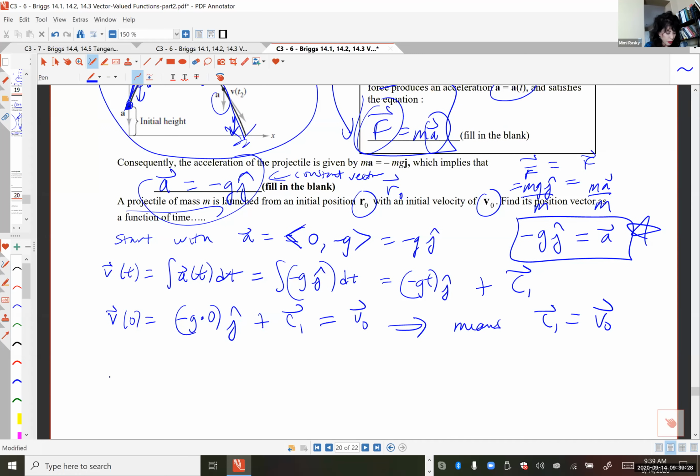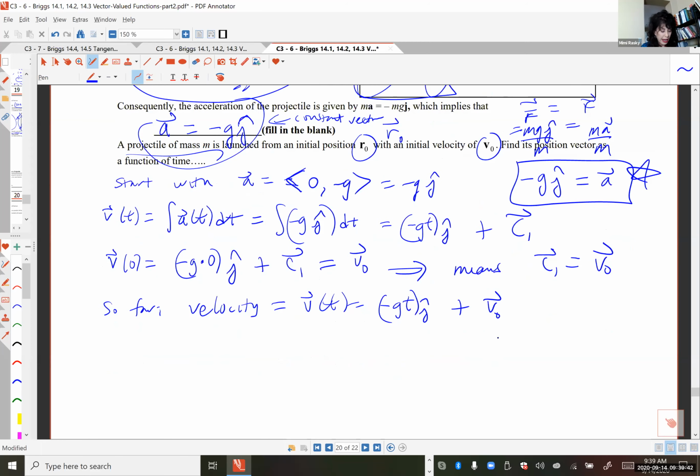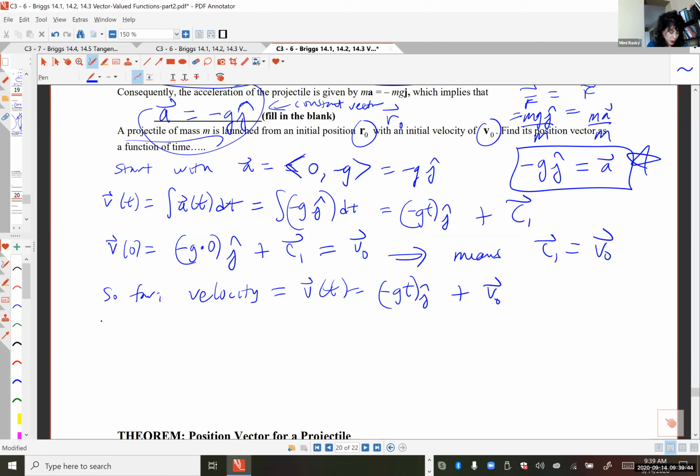Fantastic. So what do we have so far? We have that velocity v of t is negative gt times j hat plus some initial velocity vector. Fine. Now what? Go get position. So the position vector, that's what we're trying to get at. That's what we're going to call r of t. That is just going to be the integral of velocity.